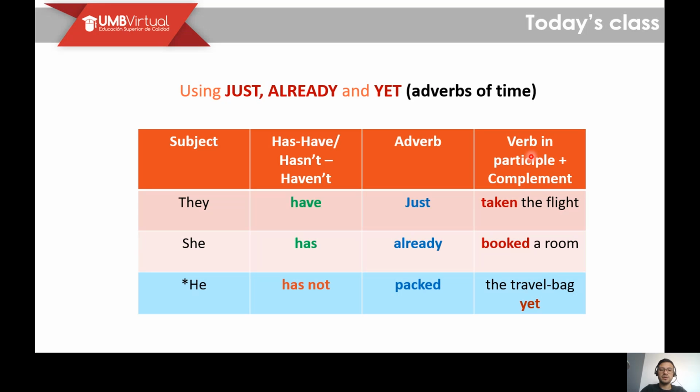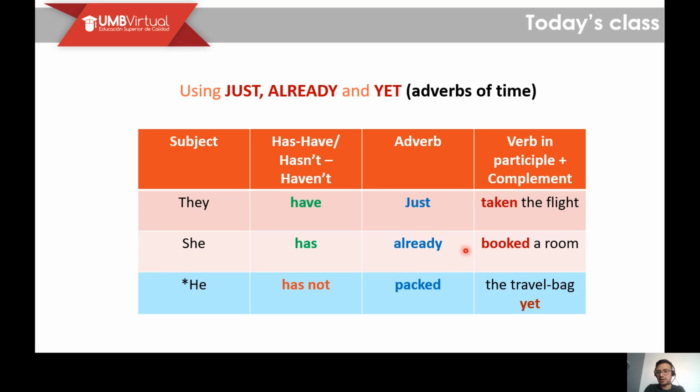Okay, we have just, already, and yet. Those are adverbs of time that help us to make emphasis in the structure that we're using in this moment, that is the present perfect. They have just taken the flight. This just means in short minutes ago, short moments ago, like almost in this moment. It gets you close to the event, but it was in the recent past. They have just taken the flight. Okay, she has already booked a room. It means that this event has already happened.